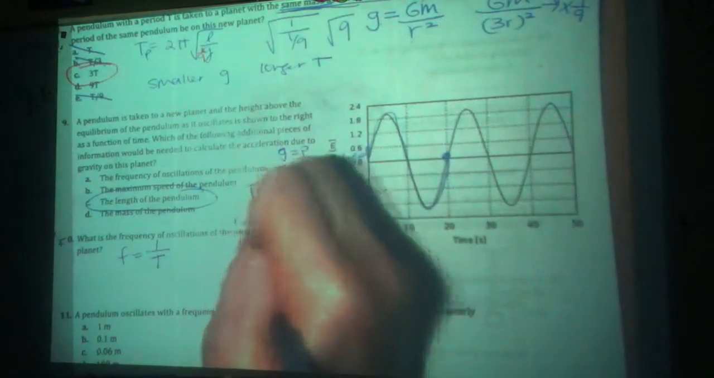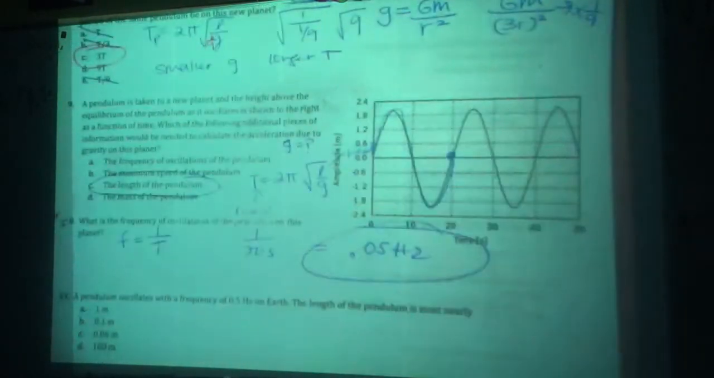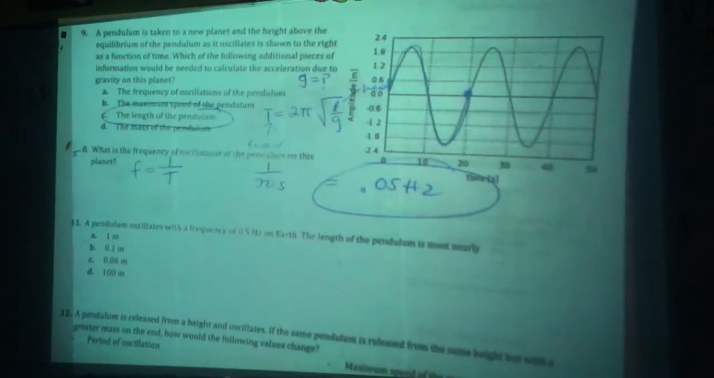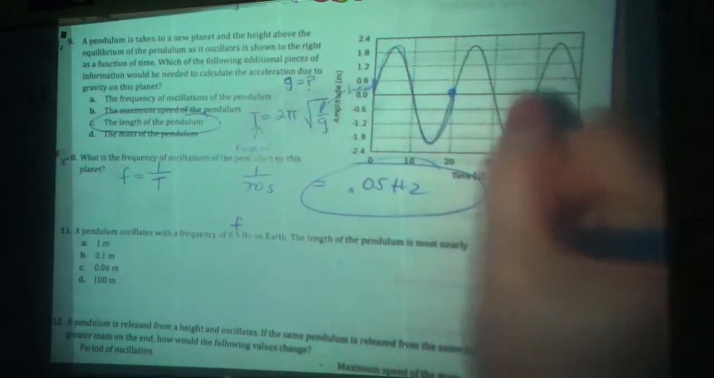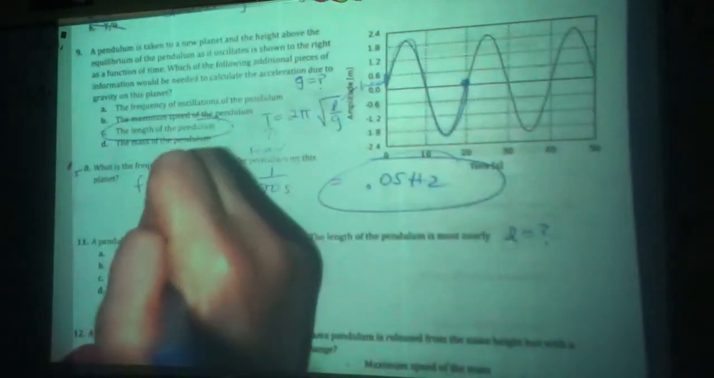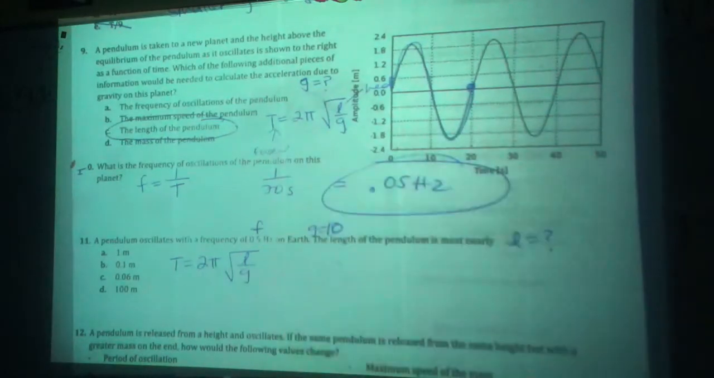So 1 over 20 seconds is going to give me a frequency of 0.05 hertz. A pendulum oscillates with a frequency of 0.5, and I want to know the length of the pendulum. So I can use my period equals 2 pi square root of L over G equation. If we're talking on Earth, we can use G as 9.8, but for AP we just use 10 to make it simpler.